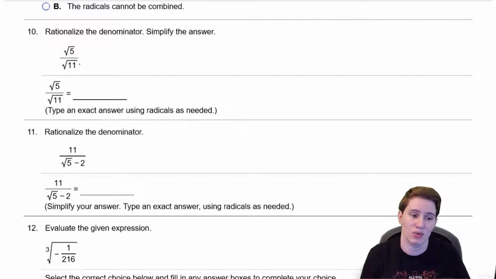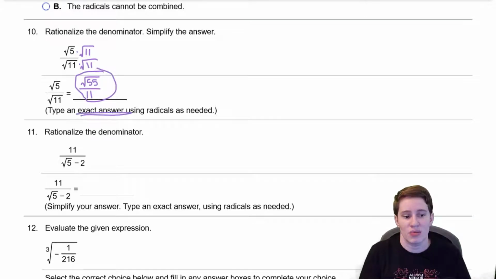root. So since this is square root of 11, if I multiply by square root of 11, that's going to get rid of that square root. Because square root of 11 times square root of 11 is square root of 121, and the square root of 121 is 11. If you multiply a square root times itself, you just get what's inside the square root. So that means I'll have 11 on the bottom. On the top, square root of 5 times square root of 11 is square root of 55, which doesn't simplify because it's 5 times 11, and neither of those are perfect squares. So this is our answer.